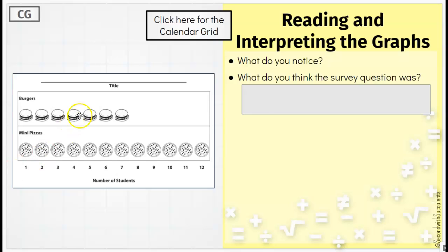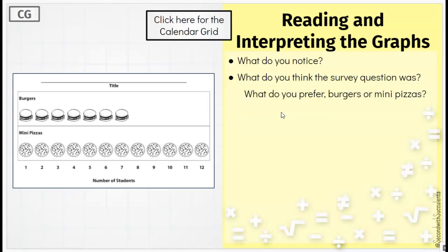Now you may have had a few different ideas. One possible survey question is, what do you prefer, burgers or mini pizzas? Why is this a good survey question? Now you may have been thinking that this would be a good question for this graph because it shows burgers and mini pizzas. We also see who we're asking. We're asking students what they like. So we might be asking them if they like burgers or mini pizzas better.